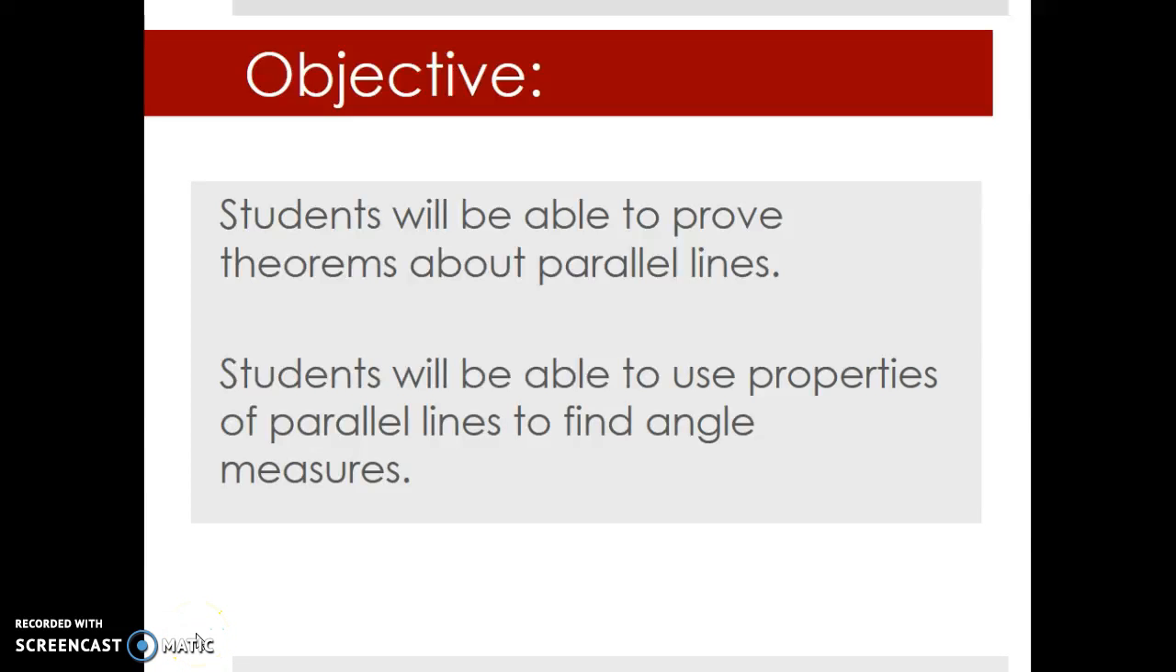Hello, this is lesson 1.3, Properties of Parallel Lines. The objectives for this lesson are that you will be able to prove theorems about parallel lines, and you'll be able to use properties of parallel lines to find angle measures.